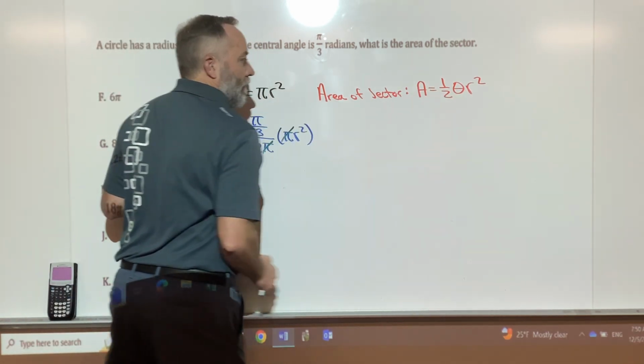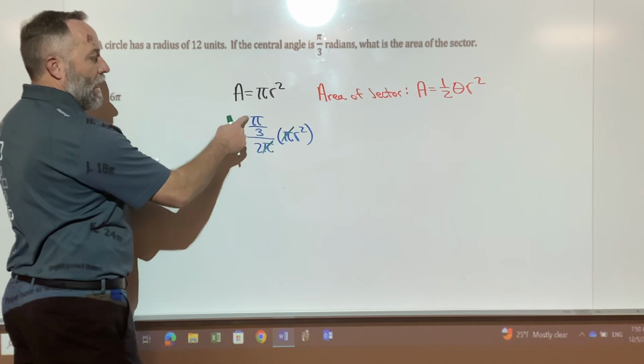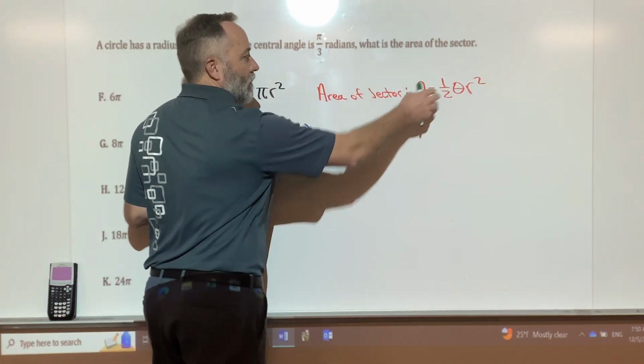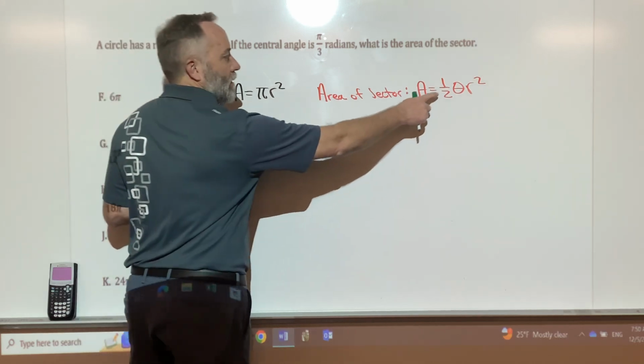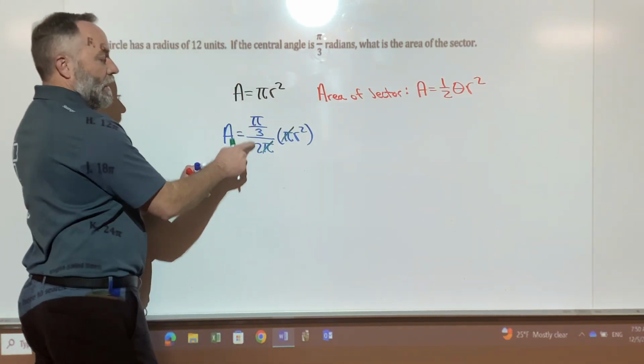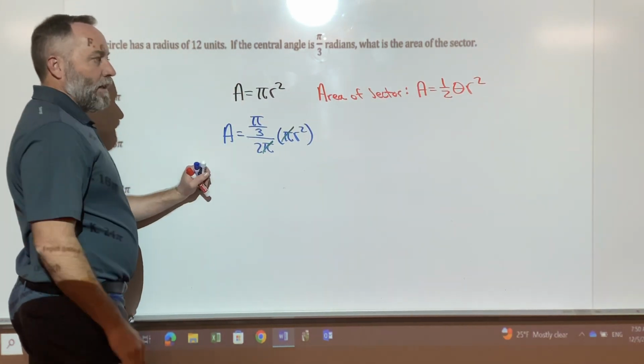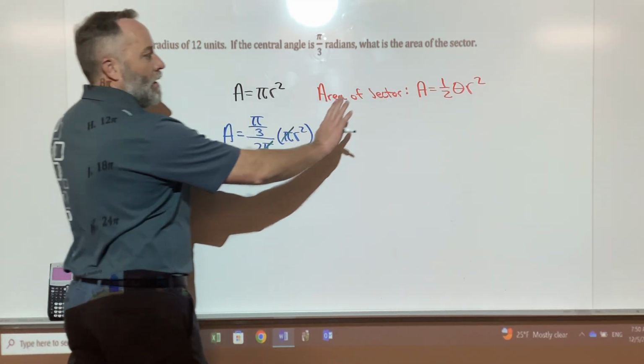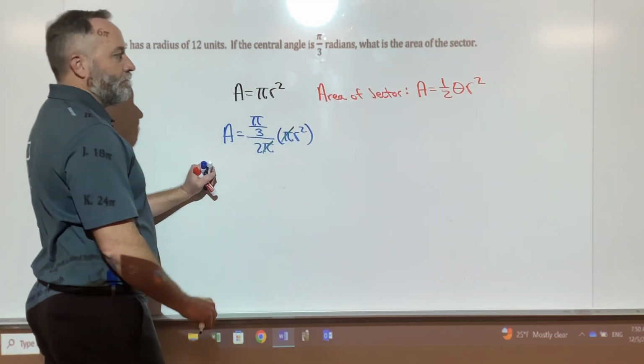That's a variable to measure an angle. Pi thirds divided by 2. Dividing by 2 is the same as multiplying by 1/2. So we're just basically taking 1/2 of that angle and multiplying it by the radius squared. So that's where that formula comes from. So whether we use this or this, it's all the same.